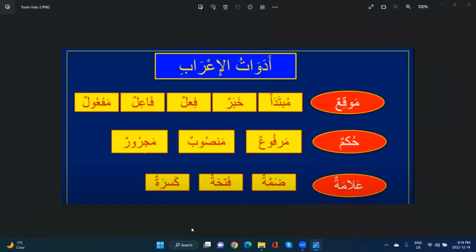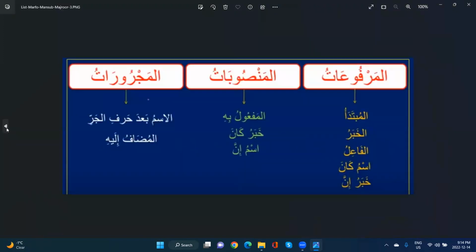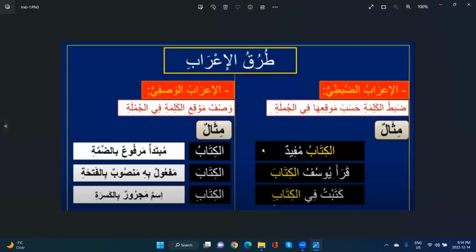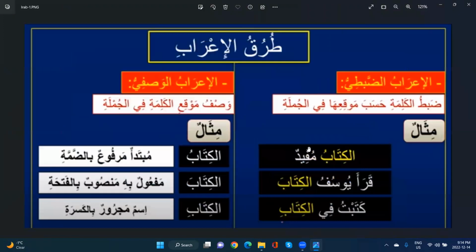Can you take it to the previous slide? Okay, I think I closed it, but let's see if I can go back. Over here. Yeah. I understand this whole thing, but I'm not able to differentiate between Arabul Zabti and Arabul Wasfi.